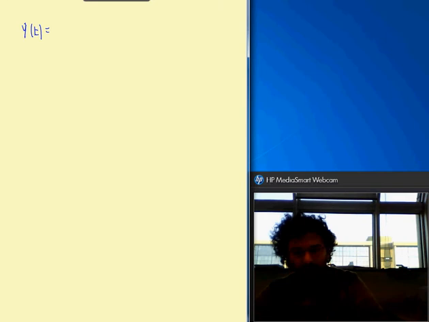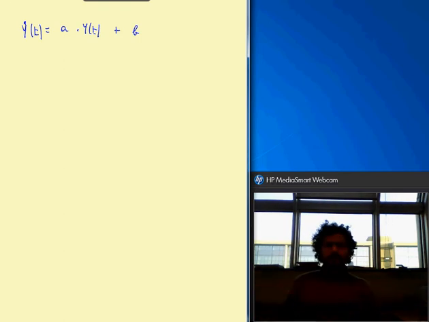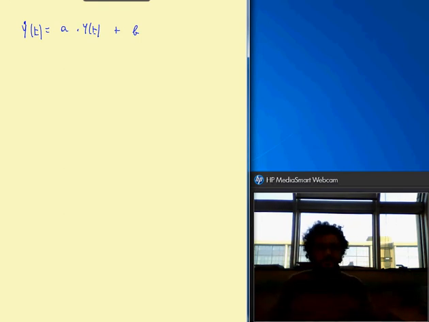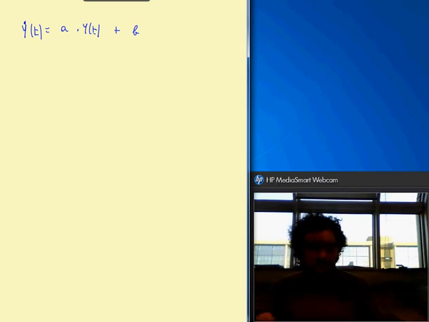Now we consider a more interesting differential equation. y dot of t, where y dot is defined as the derivative of y with respect to time, equal to a real parameter a times y of t plus a parameter b. Now, this is a linear differential equation because it's linear in y, and we want to solve this differential equation.